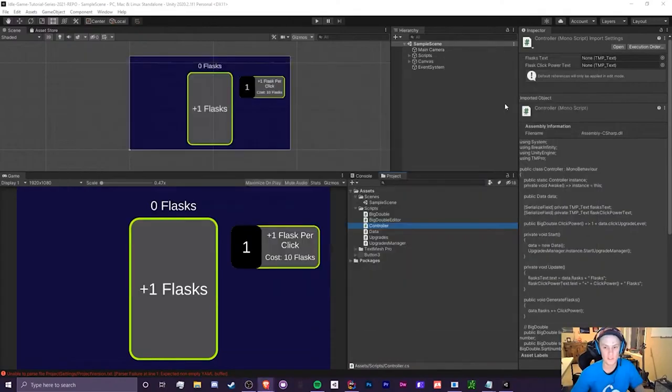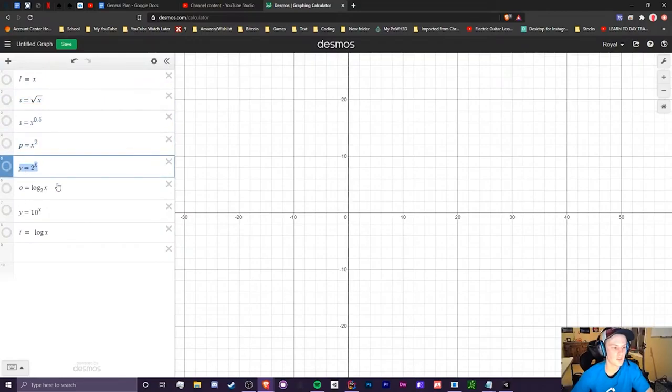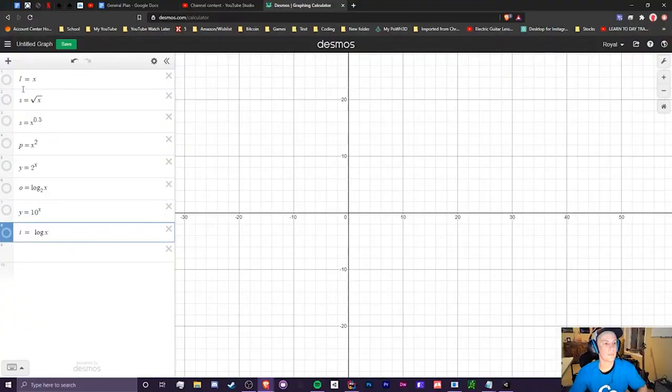So first of all, let's hop on Desmos. Desmos is a really good site to graph equations. I use it a lot when I plan out how I want equations to grow in my games. I have a bunch of equations here. What I'm going to be showing you guys is linear, some square roots, polynomial stuff or powers, some exponential stuff, and some logarithmic stuff. I'm going to start with linear.